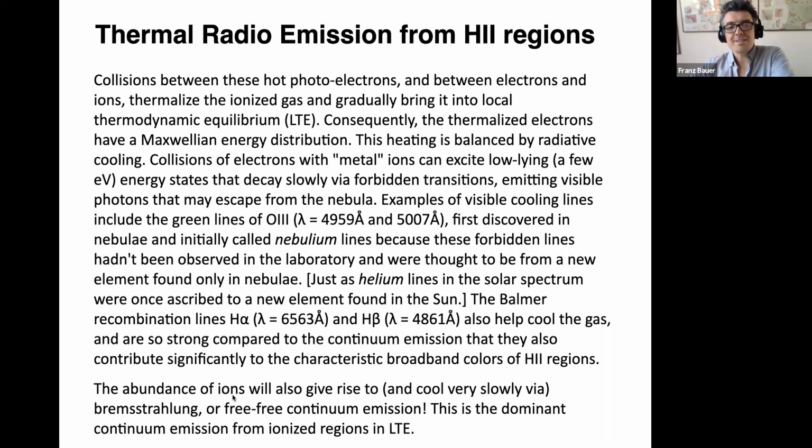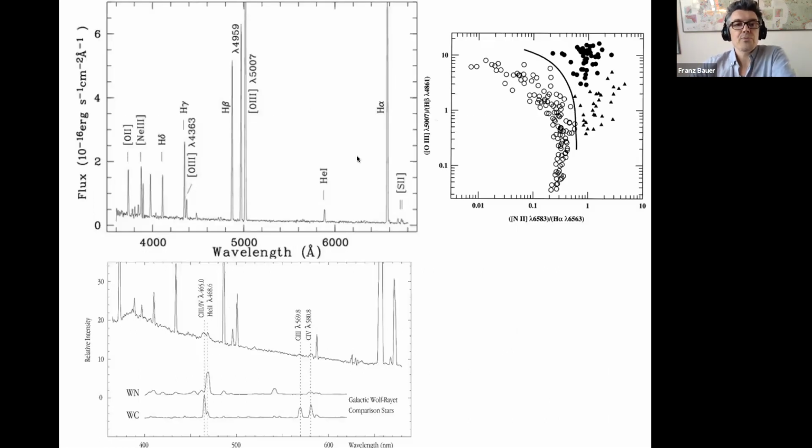But the abundance of the ions here is going to give rise to bremsstrahlung, and so we can see it. So what will this actually look like? We have a couple examples of the spectra here. These are the emission lines, but then there's this faint continuum as well, which we see. In this faint continuum, there'll be some scattered light from stars, but the bremsstrahlung emission will be in here somewhere.